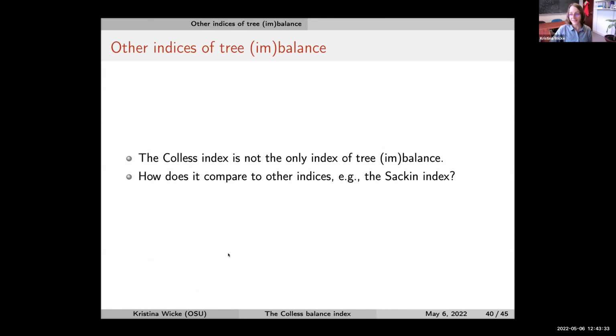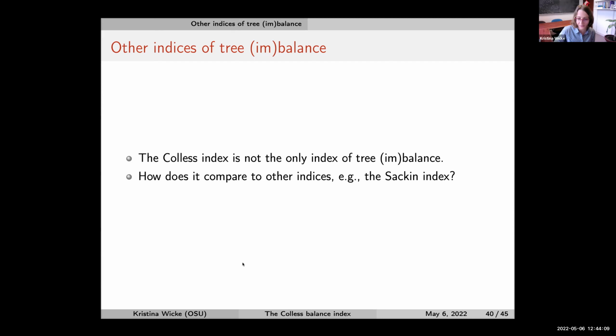Okay, so as I indicated earlier, there are several other indices. We just talked about the symmetry index, counting the number of symmetry vertices. Another very famous and also very popular index is the Sackin index. So the last question that I'm going to consider is, how does the Colless index compare to the Sackin index? If we rank trees, for instance, from balanced to not balanced, using the Colless index and using the Sackin index, will those two indices make the same decision?